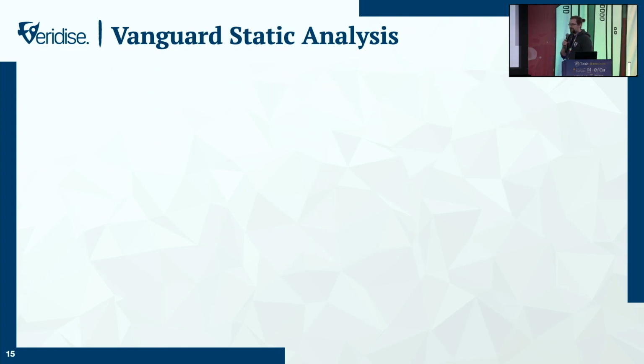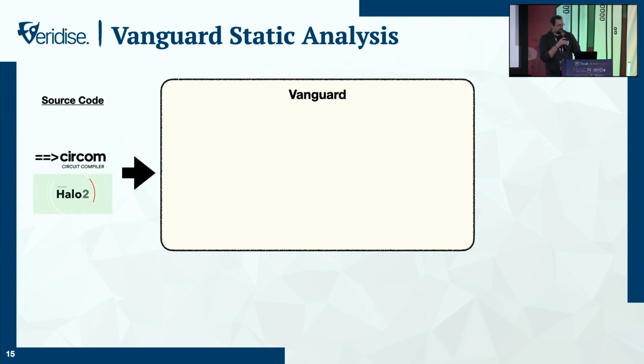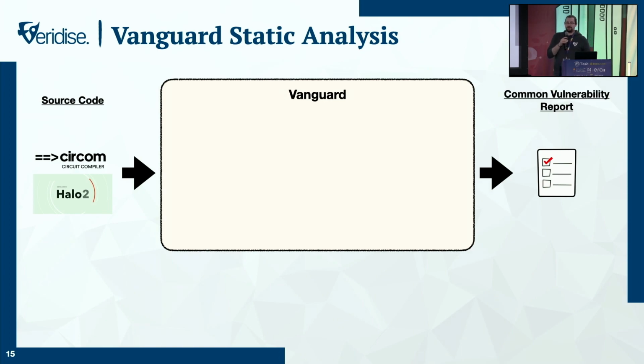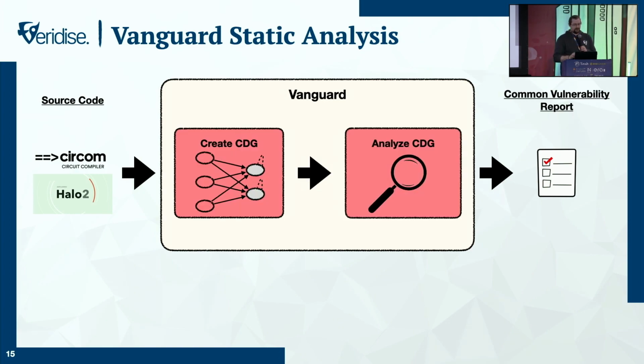And so from this, we integrated this into our static analyzer called Vanguard. Essentially the way this works is Vanguard is going to take in your source code, and then it's going to output a list of vulnerabilities within your source code. In particular, it first creates a CDG, and then it's going to analyze it in particular ways in order to identify bugs.